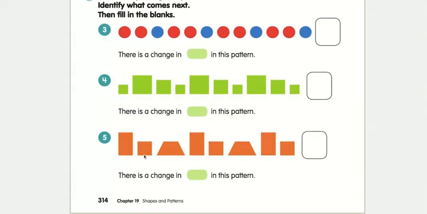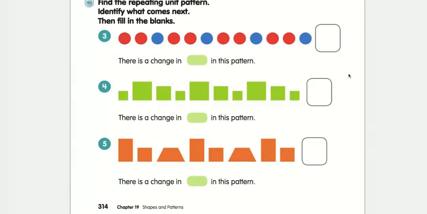Rectangle. Now this is a rectangle because it has four right angles, but it's a special one because it's got equal sides, so we call it a square. So we'll say rectangle, square, trapezoid. Rectangle, square, trapezoid.